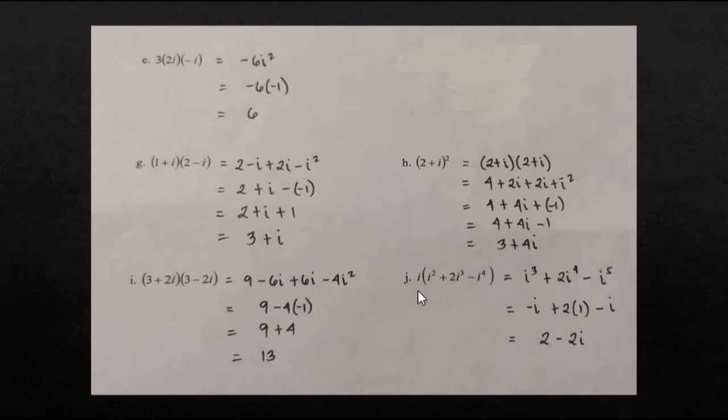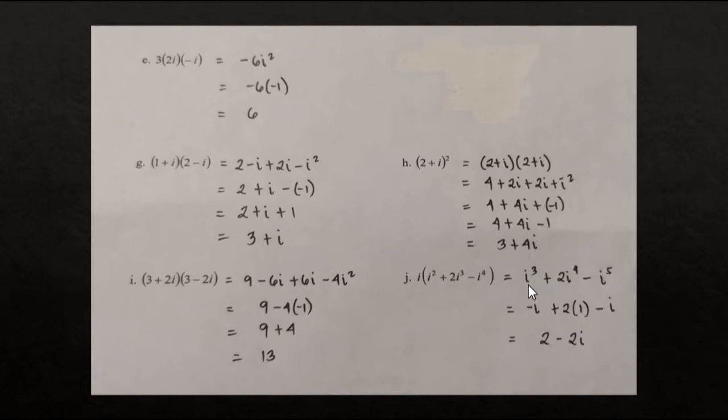Then we have this: i quantity multiplied by i squared plus 2i cubed minus i to the power of 4. So here we can distribute i to each term. So i times i squared becomes i cubed. i times 2i cubed becomes 2i to the power of 4. Then i times negative i to the power of 4 is negative i to the power of 5.